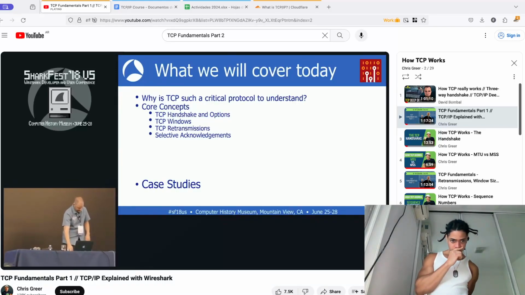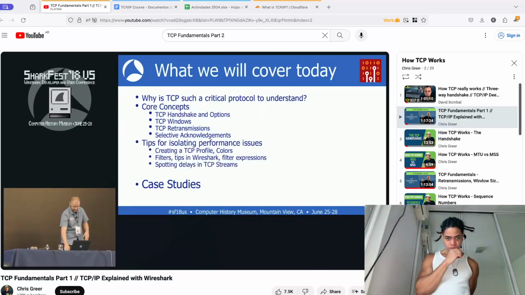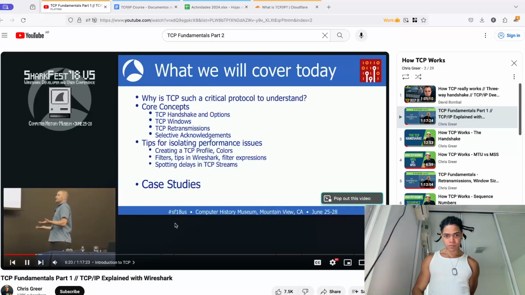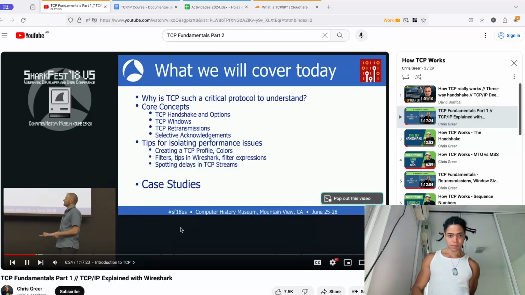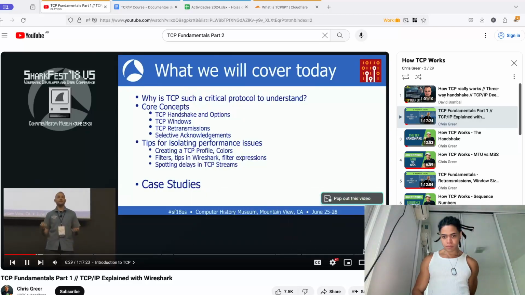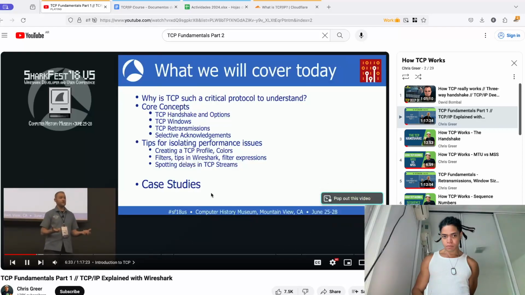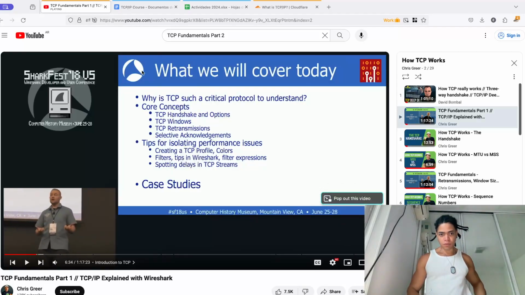Again, this is in session 1. As we get into session 2, we'll do a bit more with case studies. Also, tips for isolating performance issues. This is the TCP tricks part. So creating a TCP profile. In Wireshark, how can we create a profile that can help us to find some of these issues faster? Tips for isolating performance issues.